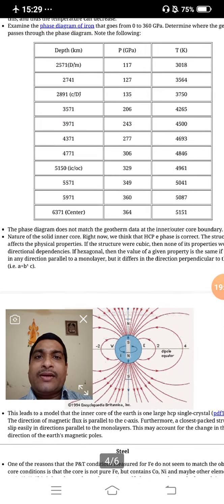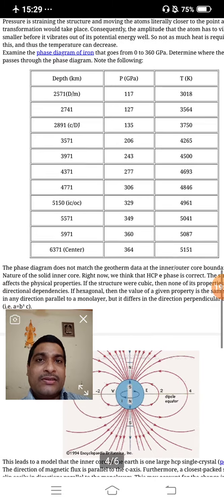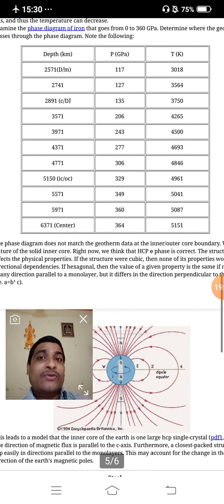This is the final table of the different regions with different pressure and temperature. Our Earth is made up of three layers: crust, mantle, and core. We will now see details about the core. The core starts at 2571 km and ends at 6371 km at the center.